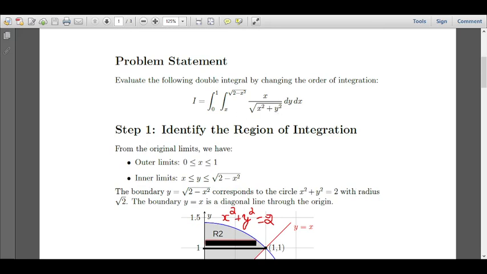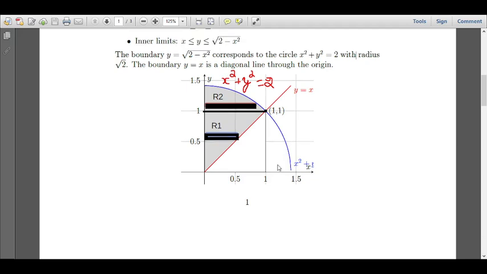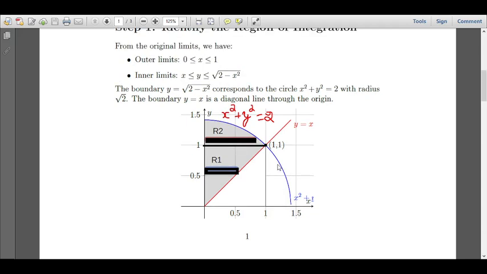Now if you change the order of integration, the dy dx becomes dx dy. That means first we integrate with respect to x, so we will take a horizontal strip. If you want to find out the limits, we draw the horizontal strip through the region and identify where this strip enters the region and where this strip leaves the region.